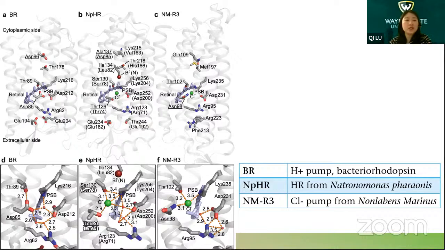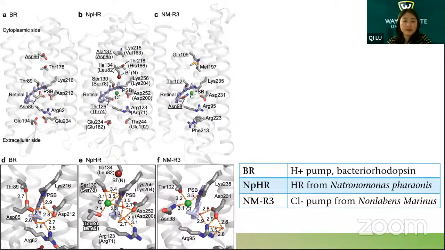And we can see here the so-called DTD motif, and this residue is quite important for the function of bacterial rhodopsin. We can also see that all these amino acids are quite important for the function, like the ion selectivity, ion permeability, and the photocycle kinetics of these rhodopsins.